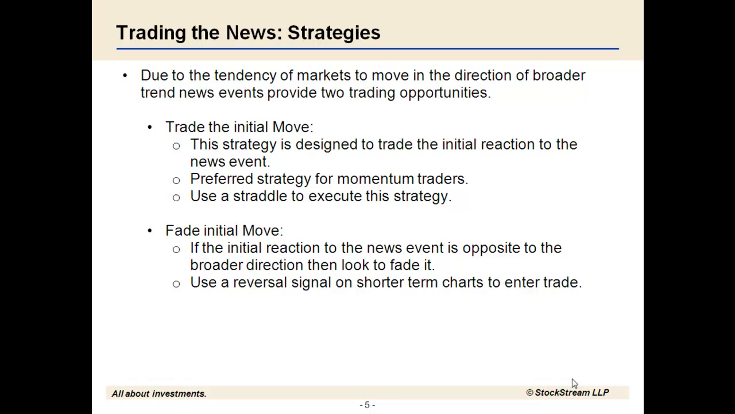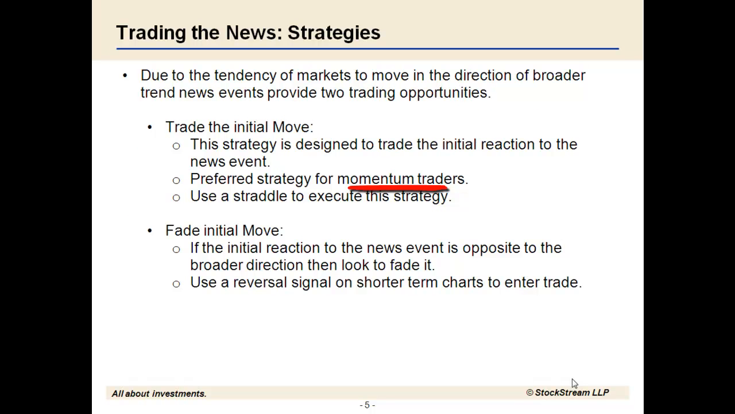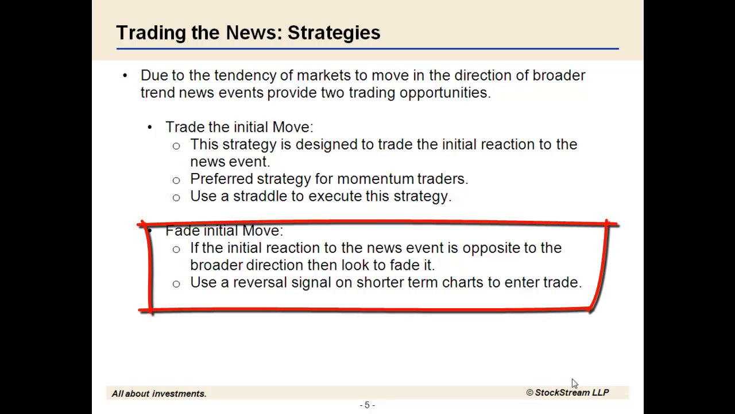The first strategy is designed to capture the initial reaction of the news event. This strategy is commonly used by momentum traders. We use a straddle to execute this strategy. The second strategy involves fading the initial reaction if it is against the broader market trend.